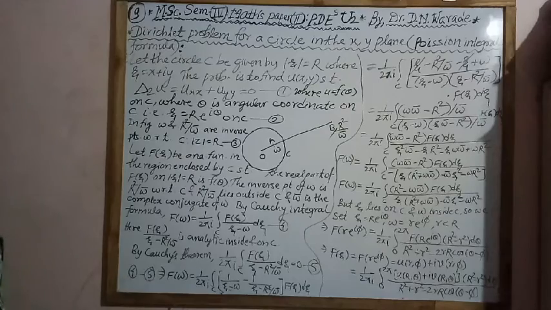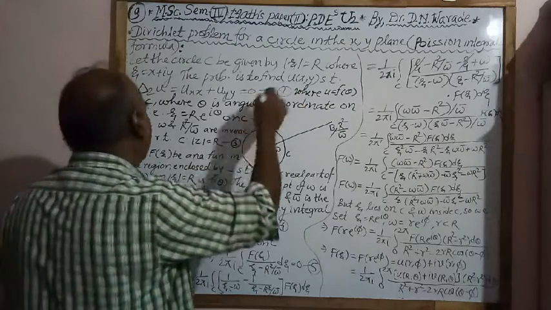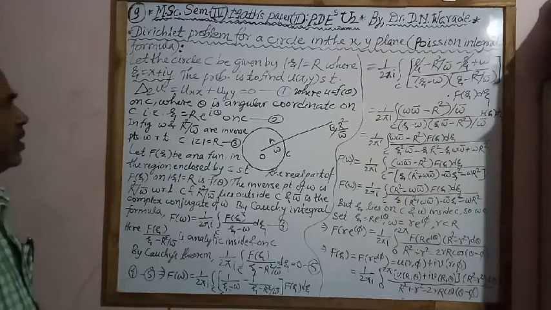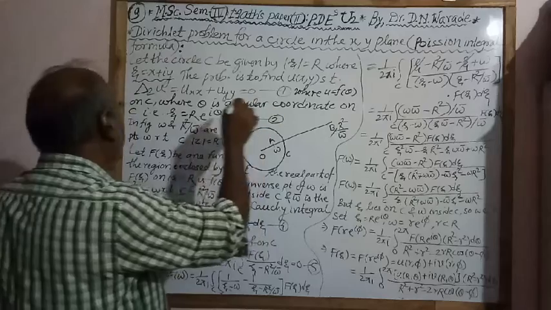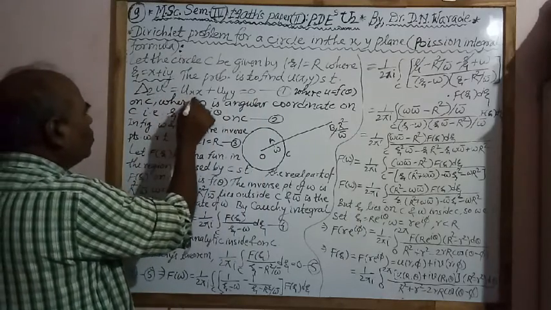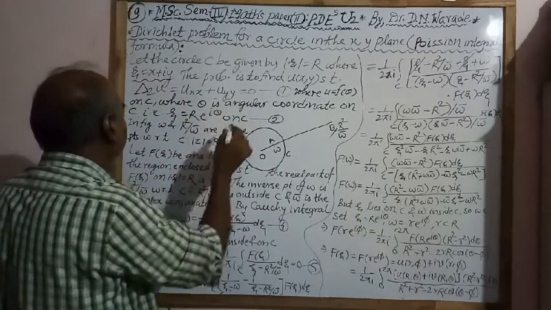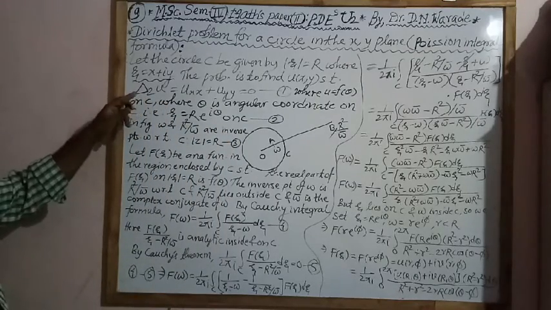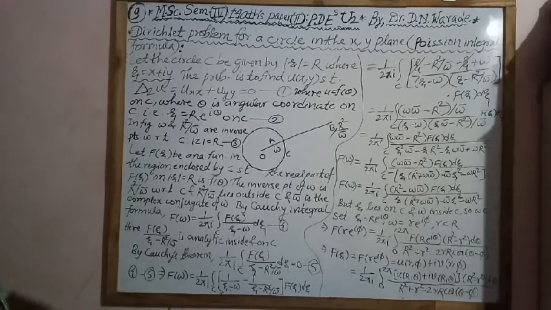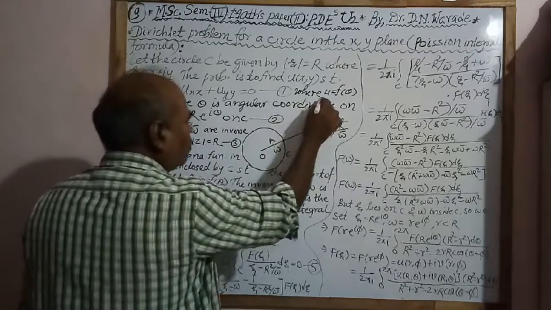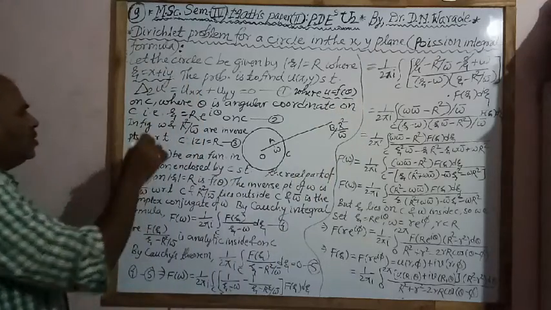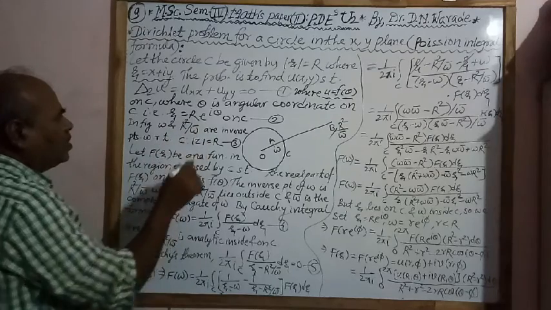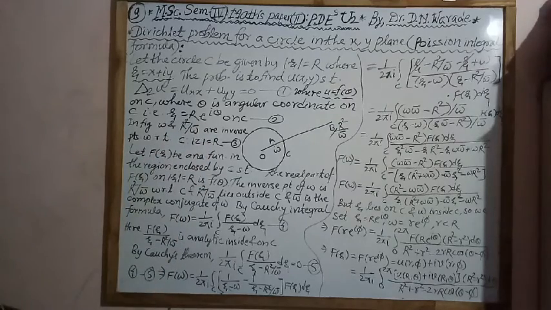Let the circle C be given by mod of xi equal to r, where xi is given by x plus iy. The problem is to find the solution u of xy such that del 2 of u equal to uxx plus uyy. Del 2 of u means the second order derivative, del square by del x square, and so on, where u equal to f of theta on C, where theta is the angular coordinate on C, that is xi equal to r e to the power i theta on C.